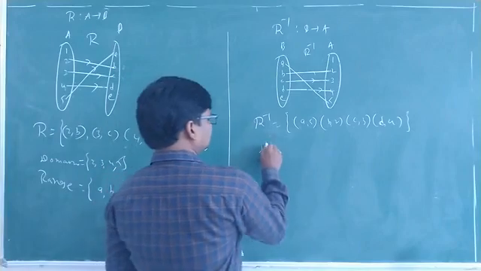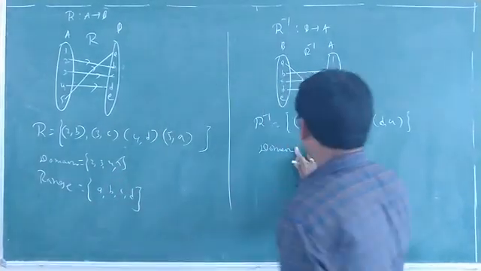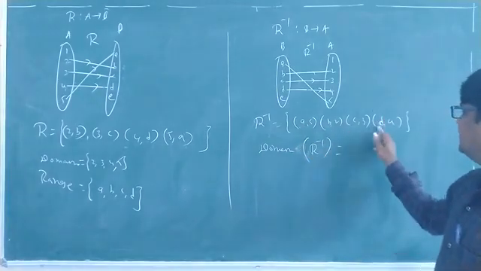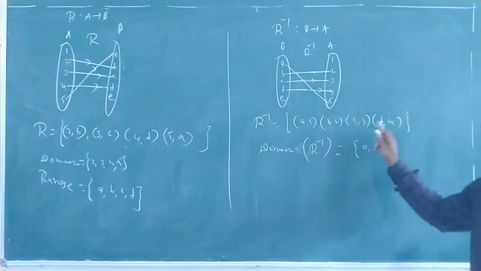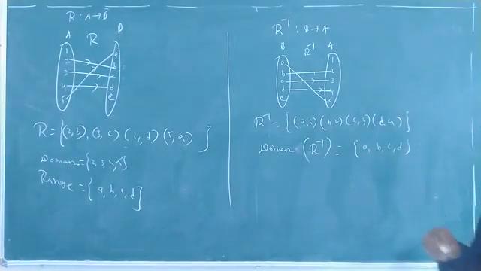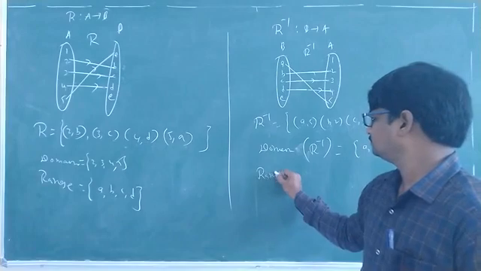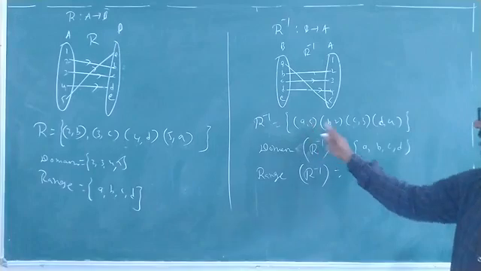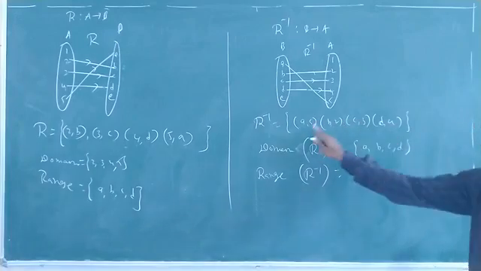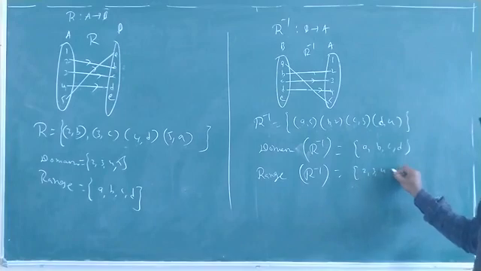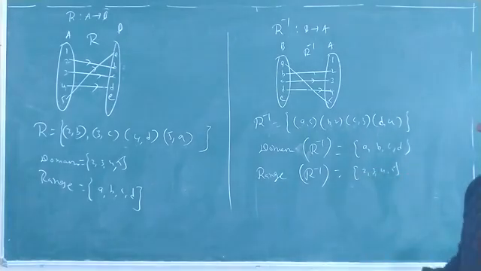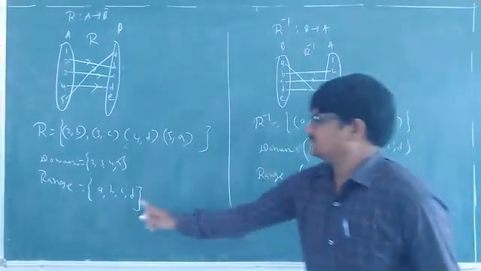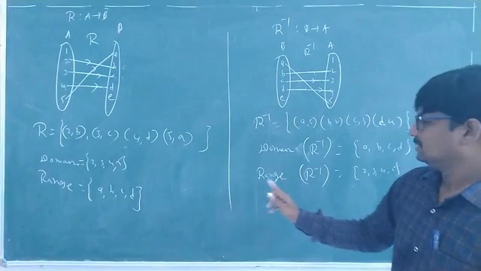So from this, what is the domain of R inverse? First elements: A, B, C, D. Next, the range of R inverse is 2, 3, 4, 5. Just observe here: the domain of R inverse is A, B, C, D, and the range is 2, 3, 4, 5.